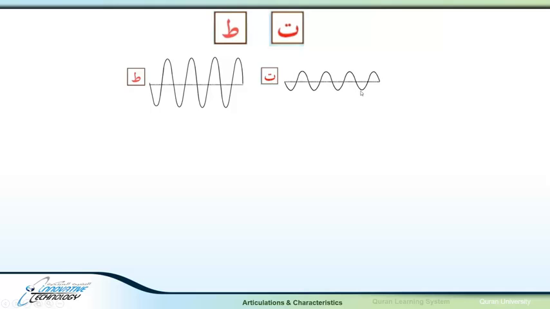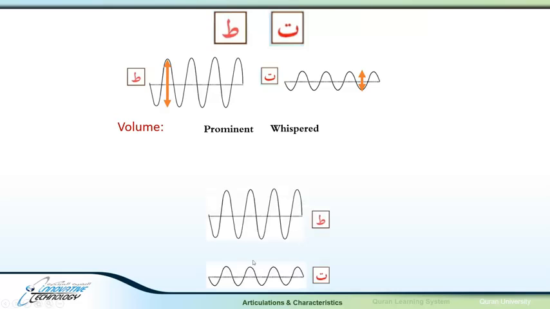And we conclude that the volume of the ta is higher because it has a higher amplitude, and hence we call the ta to have a prominent characteristic. While on the other hand, the ta has a smaller amplitude, and accordingly the volume is lower, so we give the ta the whispered characteristic. Now, if we look at these two waves, we realize that both have the same number of waves, accordingly the same frequency, and as a result, we conclude that from an intensity perspective, both letters are intense.